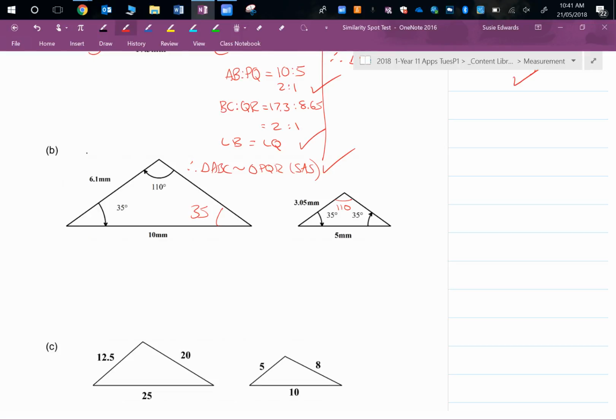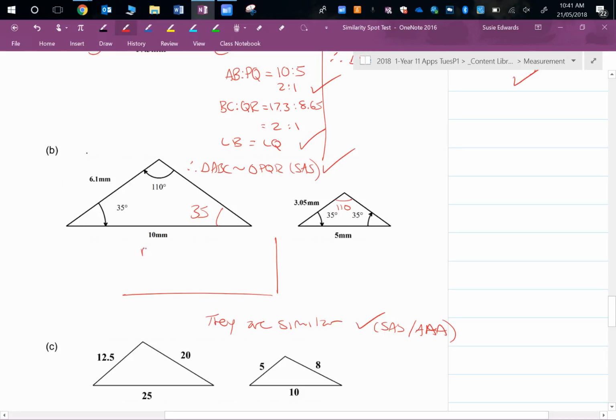Yes. So for this, they are similar. I'll just write it how you'd probably do it because you don't have letters. They are similar, which is worth 1 mark, and either side, angle, side or angle, angle, angle. That's worth 1 mark. Depending on how you do it, the ratio of 2 sides are 2 to 1, and the same angle is 35 degrees.